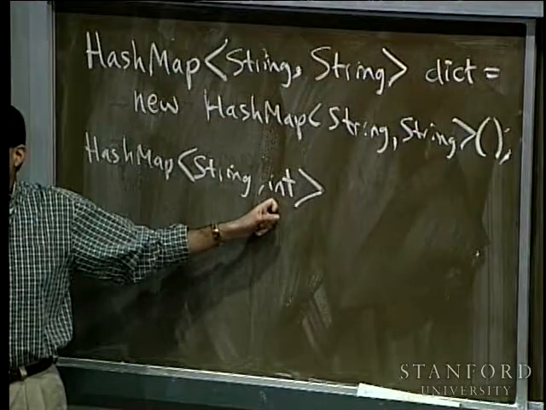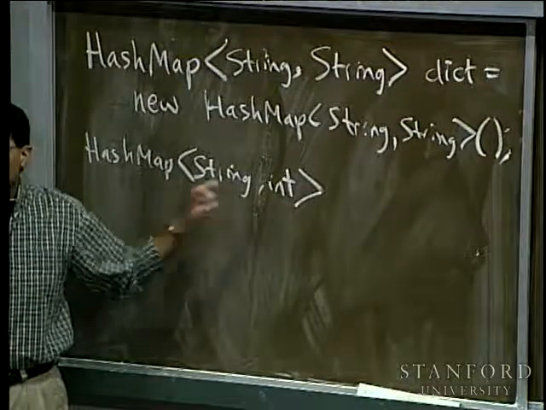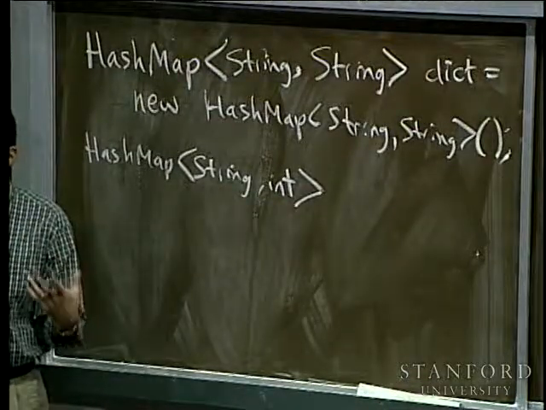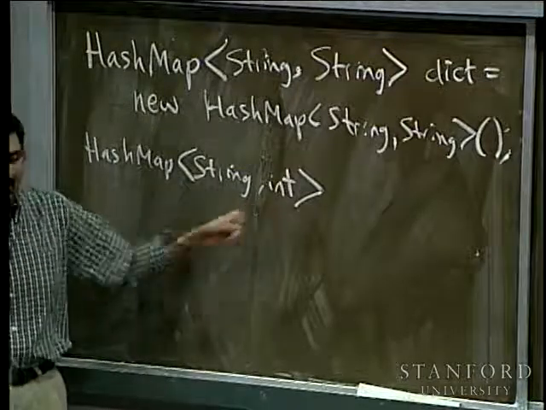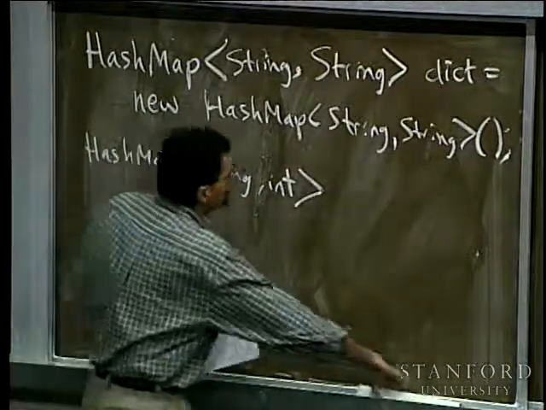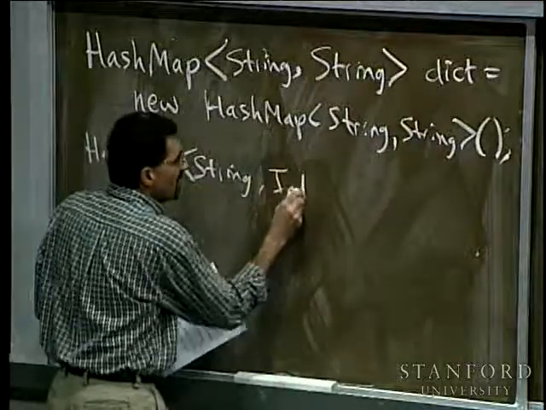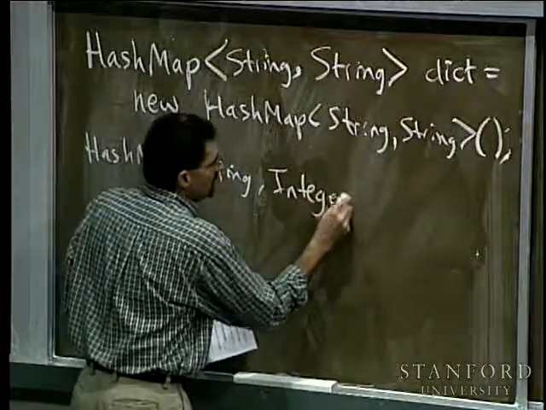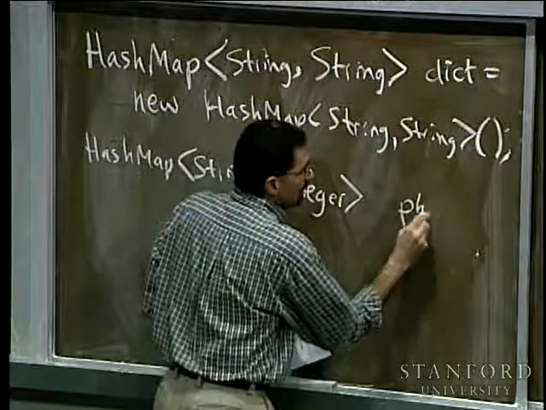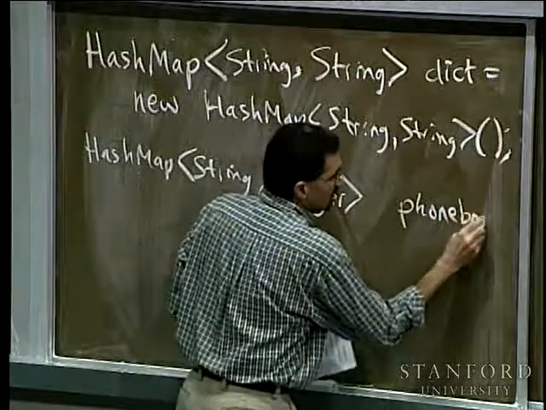Int is a primitive, right? All these templatized types require objects for their types. They require classes, which means we can't give it a primitive. We have to give it the wrapper class Integer. Okay? So it's going to be a map from strings to integers, and we'll call this thing phone book.